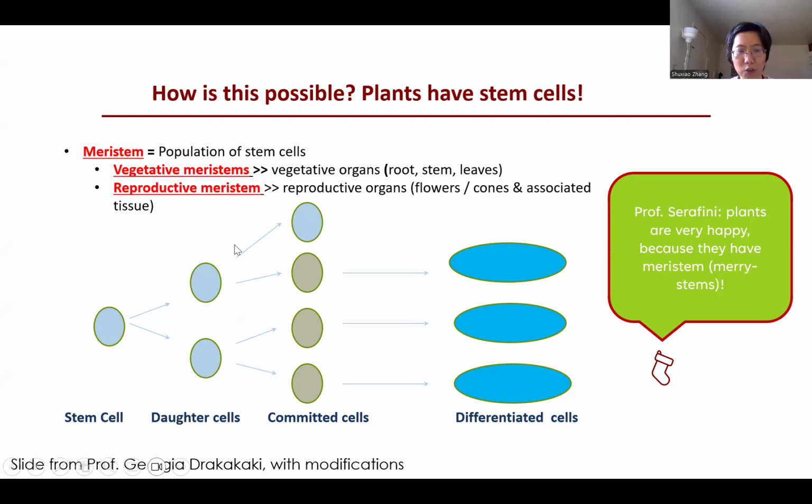A portion of these daughter cells will maintain the stem cell fate, while the rest will become committed to a differentiation lineage and become differentiated cells that have specialized function.